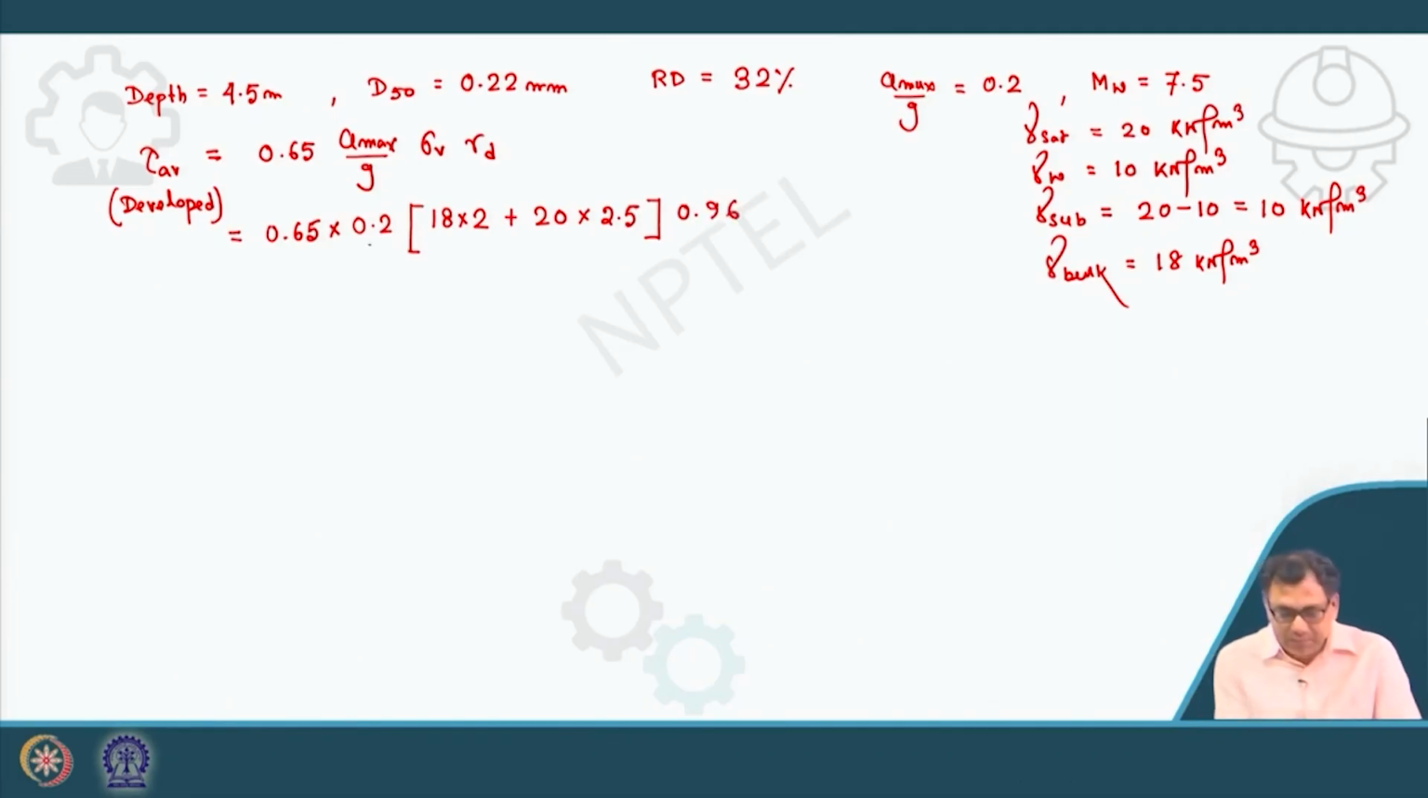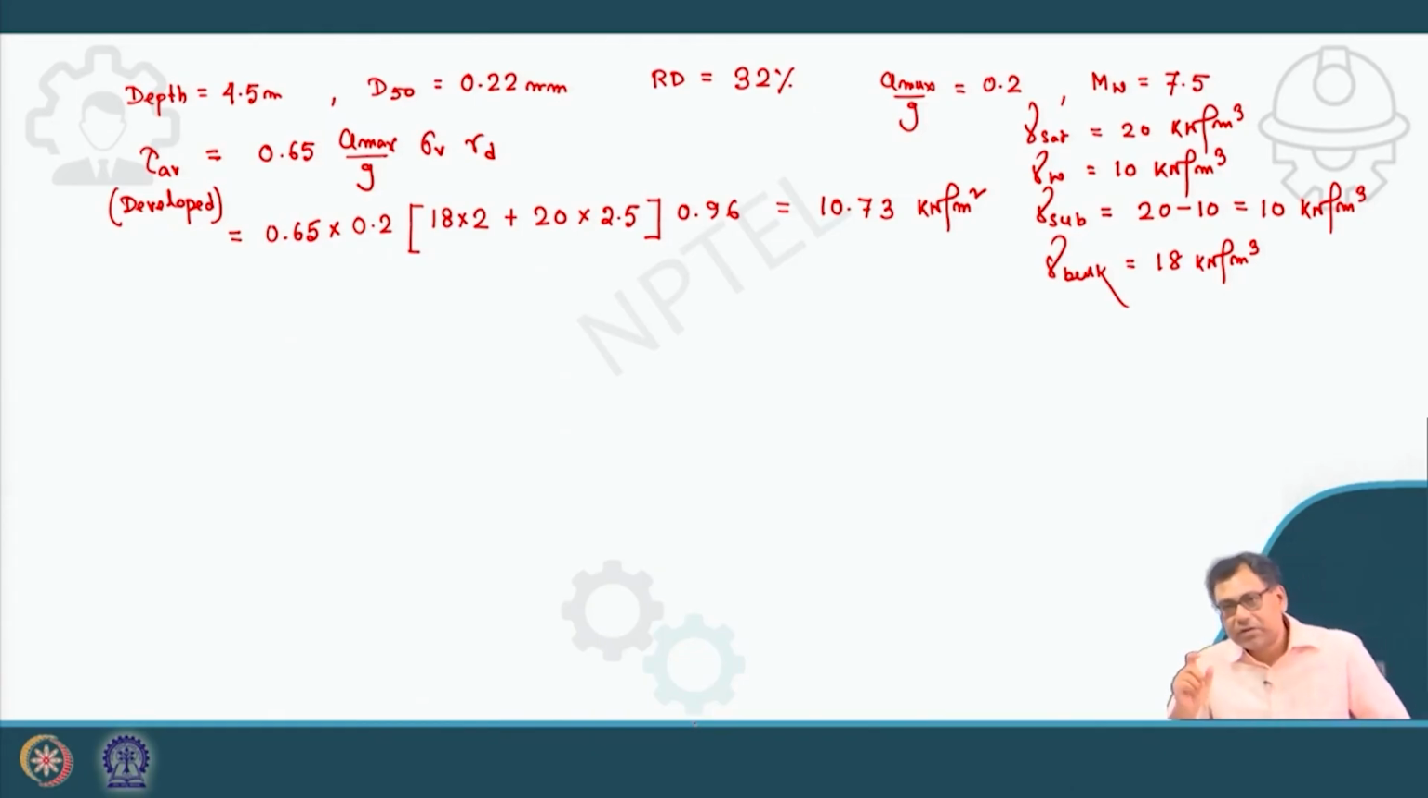So 0.65, 0.2, sigma V into 0.96. So that is coming out to be 10.73 kilonewton per meter square. This is the shear stress developed during the earthquake. Which earthquake? The design earthquake is taken with a magnitude of 7.5 with Amax by G equal to 0.2. Okay.